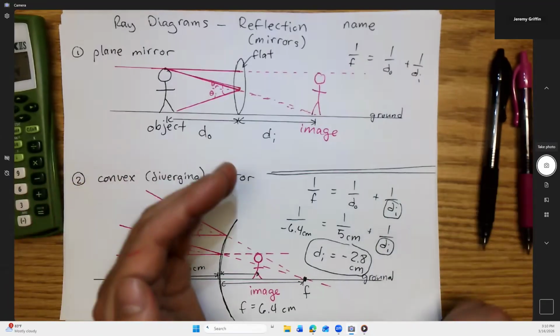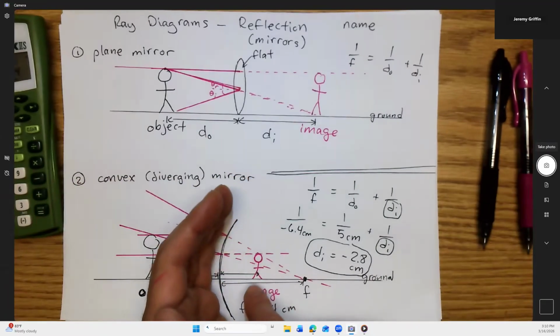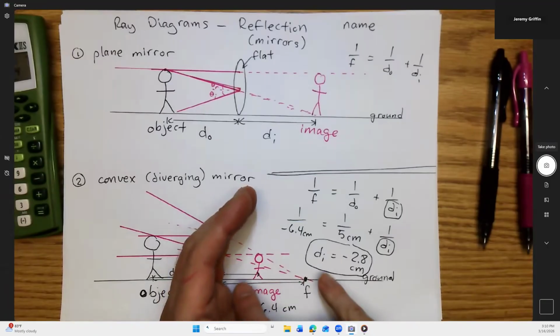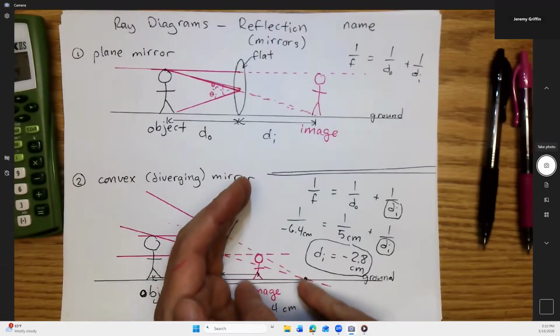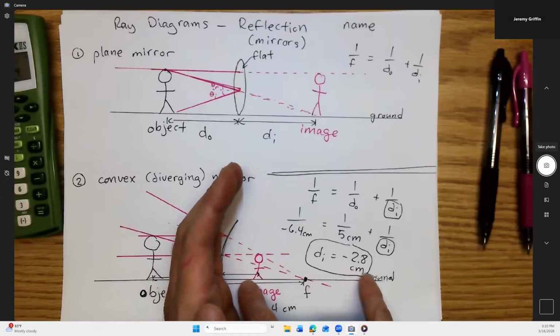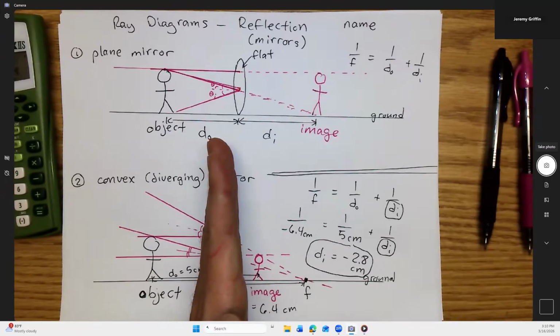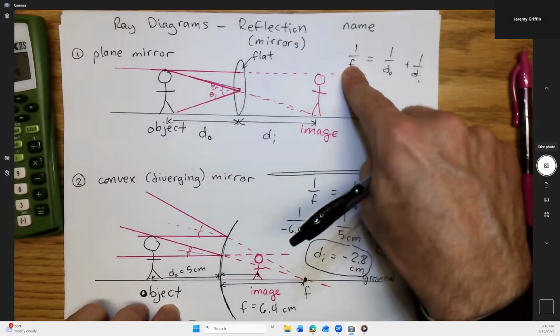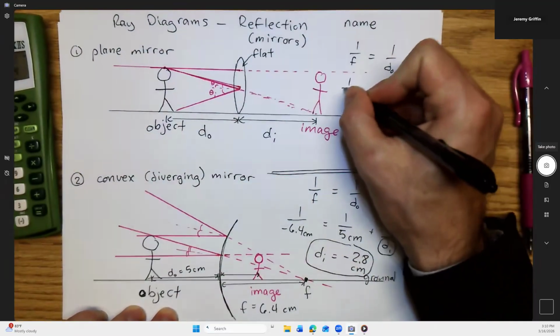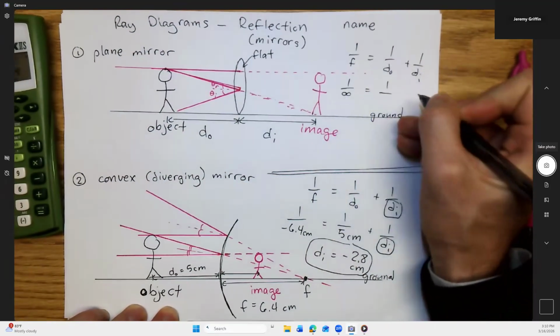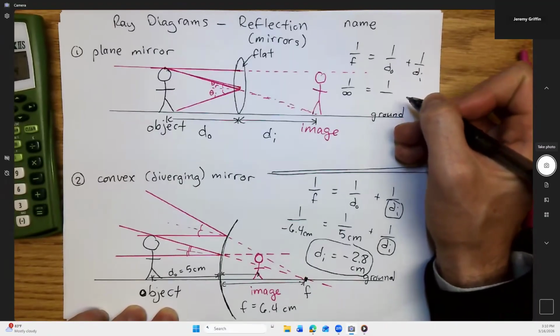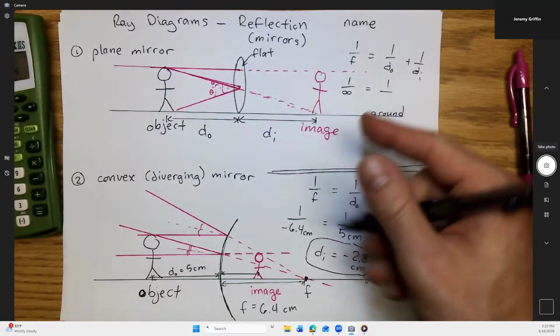Because imagine, let's look at this picture right here. There's some focal length. If I make this mirror flatter and flatter, the focal point moves further and further away. And if I have a spoon that's not curved at all, like a little spatula or something, the focal point has moved infinitely far away. So in place of this F, I'm going to put infinity. Guys, what is 1 over infinity? Zero. Right.